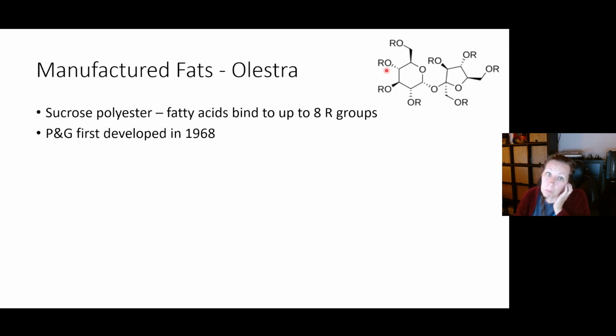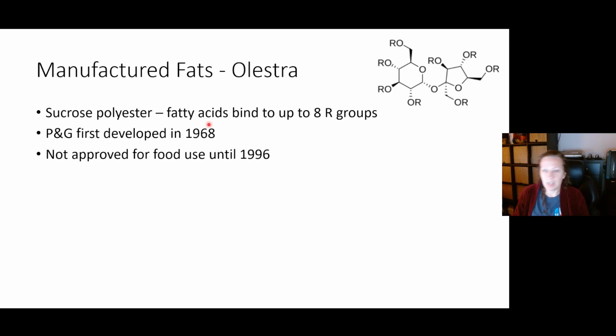This product was first developed in 1968, but they didn't actually get it onto the market for food use until 1996. They had lots of different ideas of how they could use it. They had millions of dollars worth of research put into it, lots of petitions to the FDA. Finally, in 1996, they had it approved.